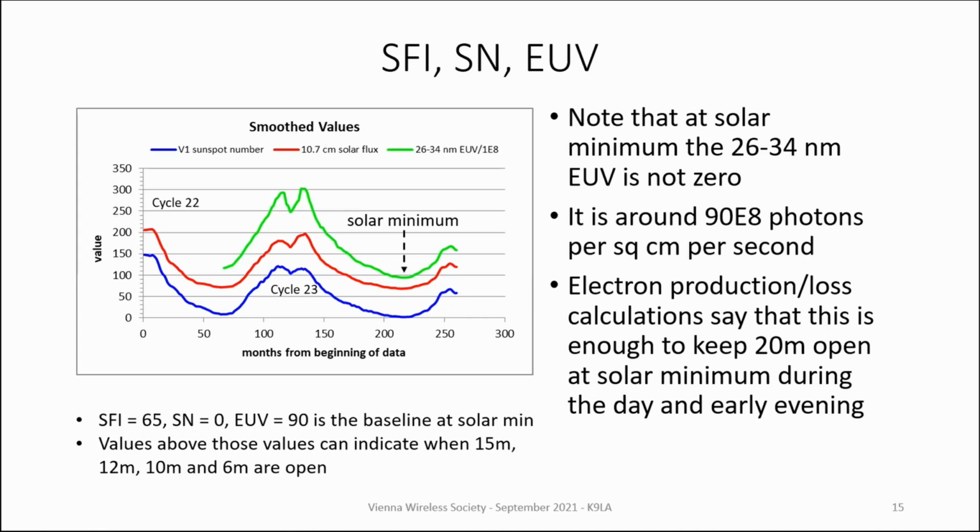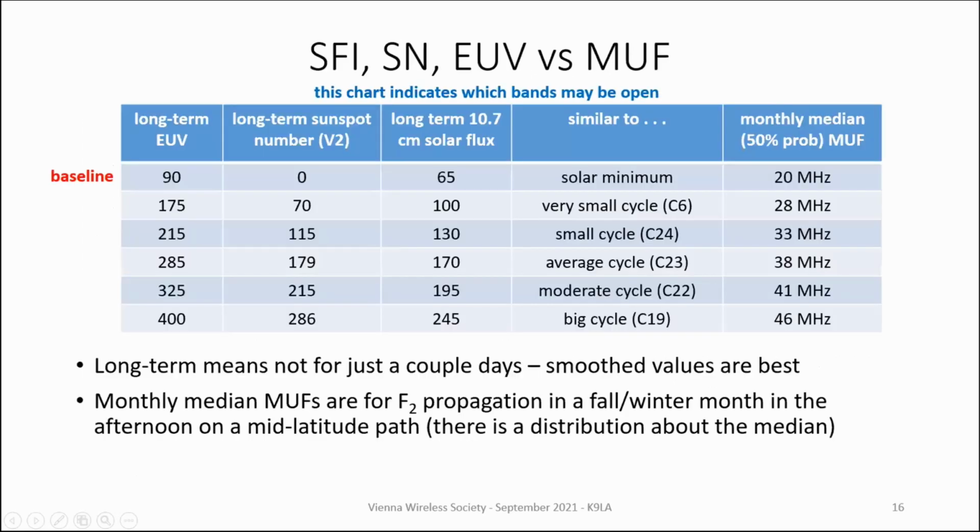Now, what's important to note is if you go through some electron production and loss calculations, that 90 e to the 8th photons says that that's enough to keep 20 meters open at solar minimum during the day and early evening. So what we have now are some baseline values that say if we're at solar flux of 65, sunspot number is 0, and the EUV is about 90, that says the MUF still ought to be above 14 megahertz, unless there's a major disturbance. So values above those values can indicate when 15, 12, 10, and 6 meter are open, and that's what we get to in the next chart.